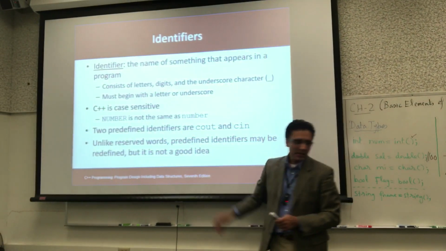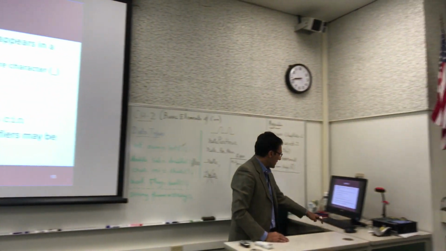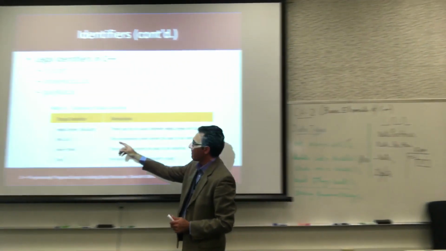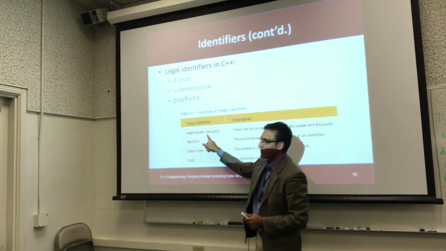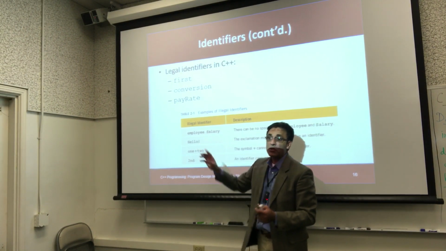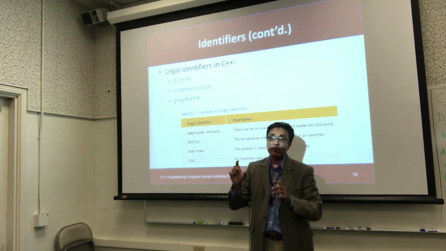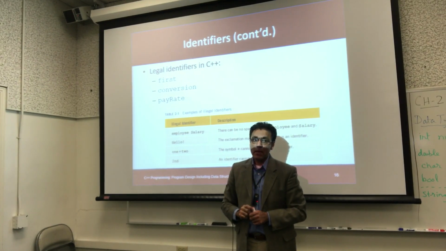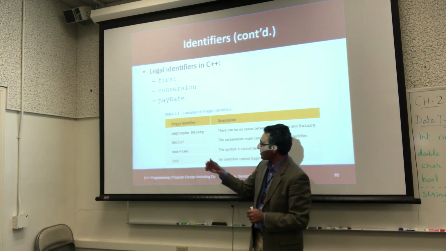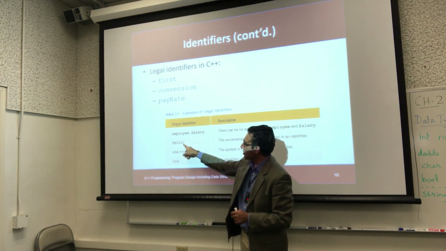So it's going to tell you in the next slide what are the good techniques of using variables. So this is illegal. This is illegal. Employee salary. Why is this illegal? Cannot have space. You can only have one special character, which is underscore. None of the other special characters are allowed in these languages. This is illegal because of the exclamation mark.